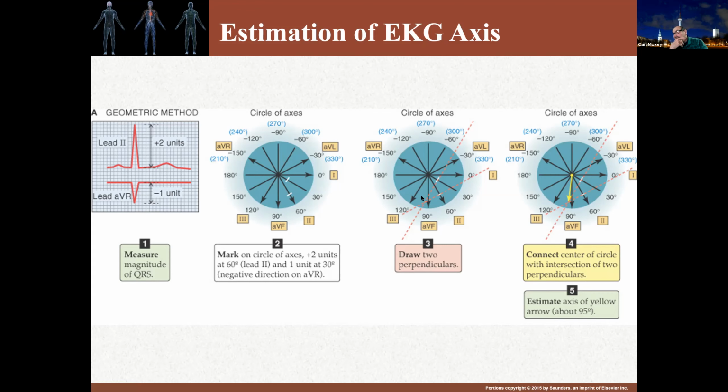Oops, arrow disappeared right here. So now what we do is we go back and we connect the center of the circle with the intersection of the 2 perpendiculars. And this yellow arrow here now represents the mean electrical axis. And a close approximation would be to say it's plus 95 degrees.